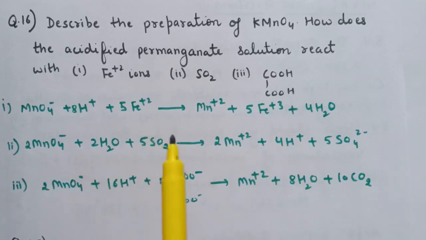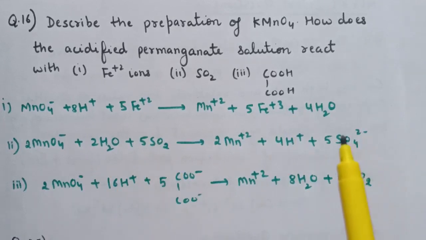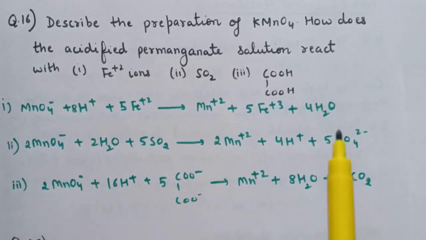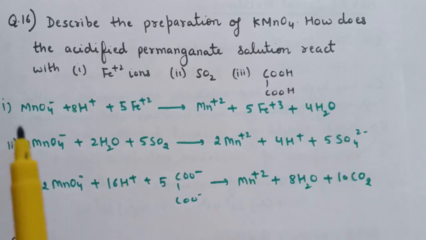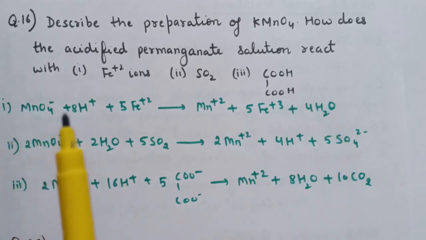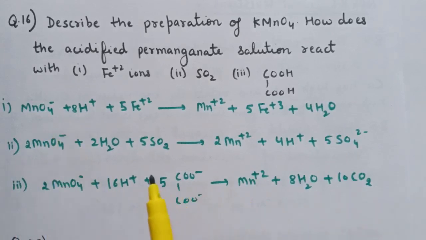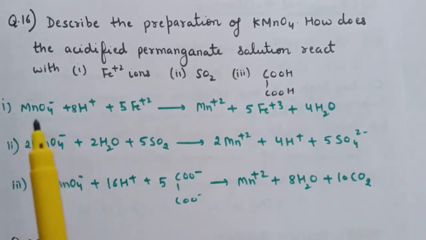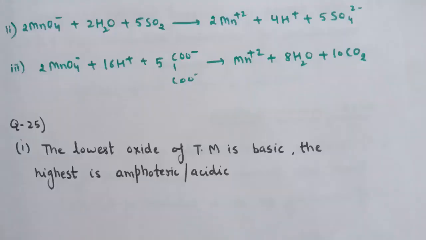SO2, it will oxidize sulfur dioxide to sulfate. Here the oxidation number of sulfur is +4 and in SO4 2- the oxidation number of sulfur is +6. And with oxalic acid, it will oxidize oxalic acid to carbon dioxide. So these are the three reactions in which MnO4- behaves as a strong oxidizing agent, and in acidic medium it will oxidize Fe+2 to Fe+3, sulfur dioxide to sulfate and oxalic acid to carbon dioxide, whereas it itself reduces from MnO4- to Mn+2.